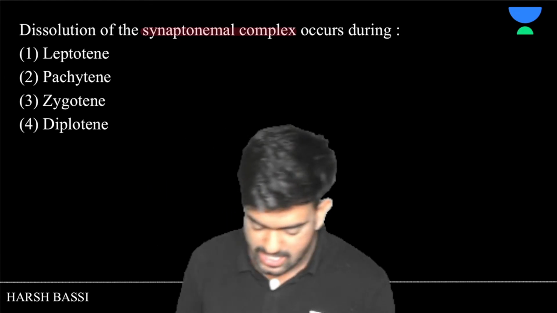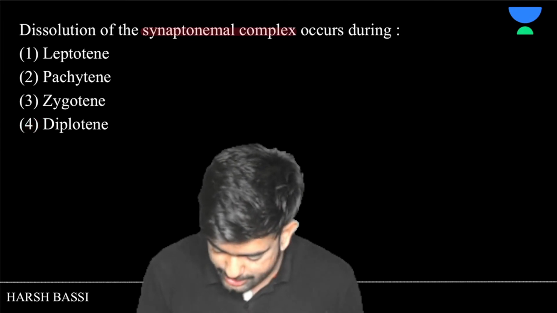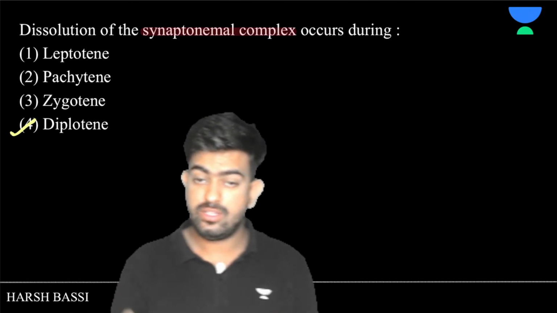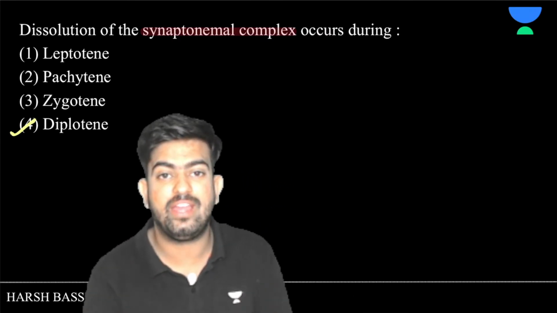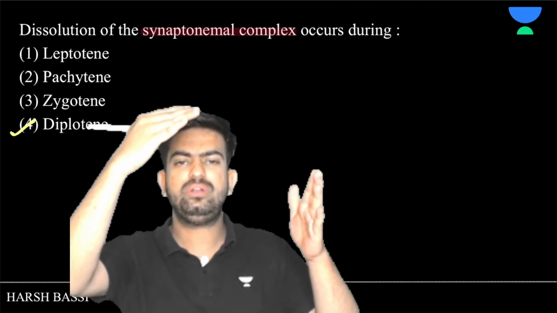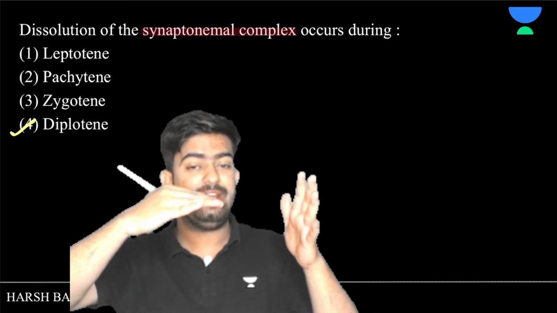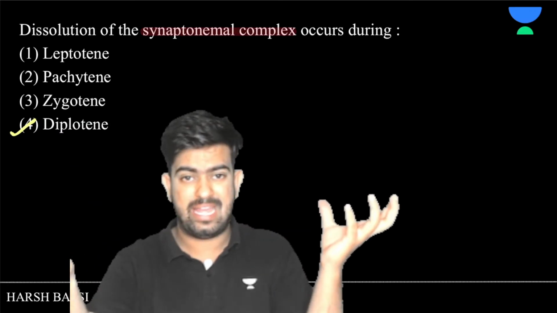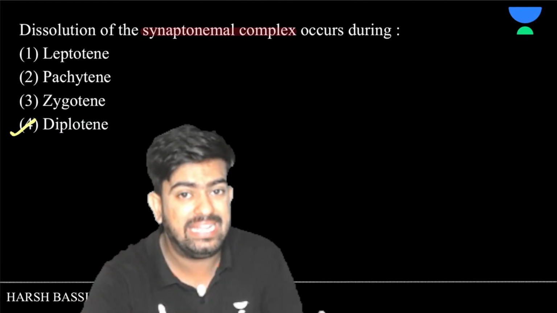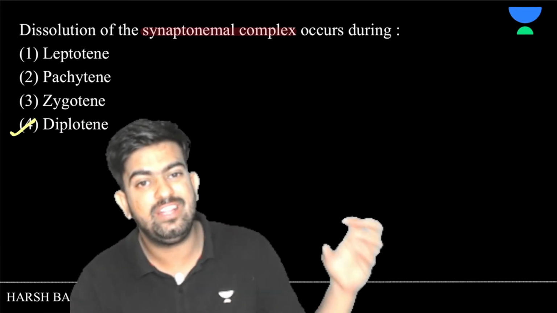Dissolution happens where? In the diplotene stage. During this stage only dissolution of synaptonemal complex takes place. It's very simple. See how to remember. Leptotene, thinnest chromosomes. Zygotene, where synaptonemal complex was forming. Pachytene, crossing over. After pachytene comes the diplotene, and in diplotene only dissolution takes place.